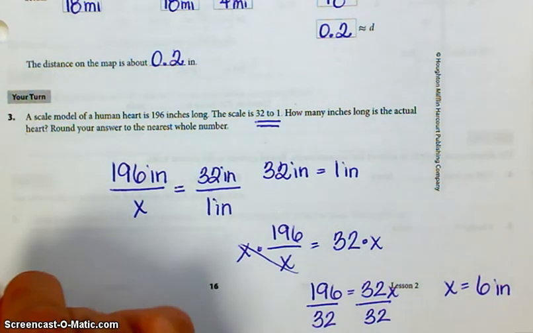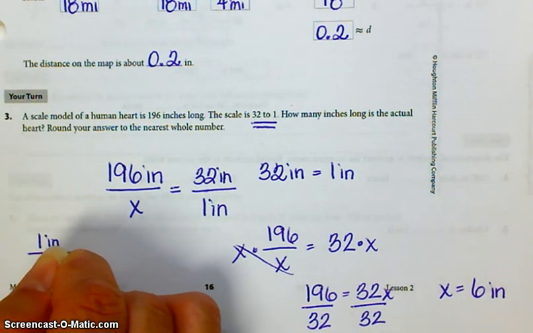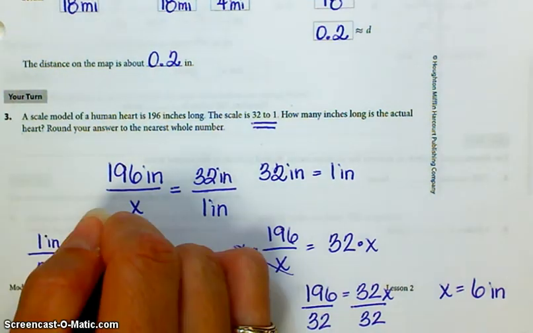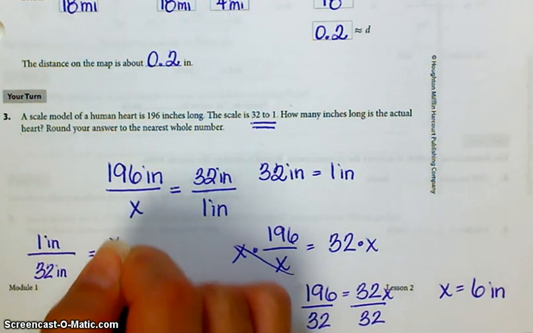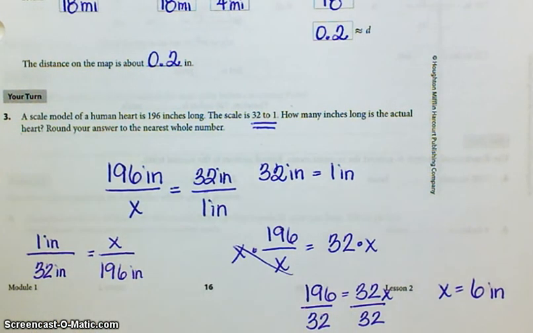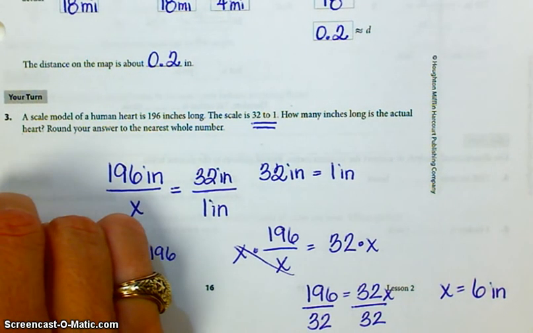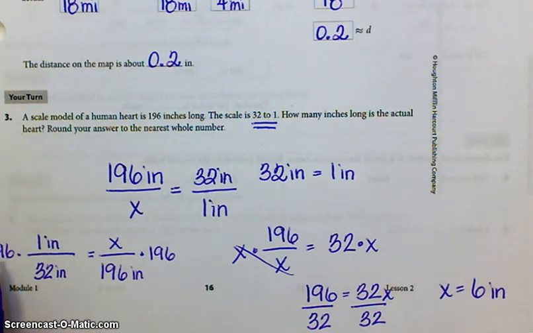You could have very easily said 1 inch on the heart is 32 inches on the scale. So that's x inches long for the heart, because that's 196 inches on the scale model. And you wind up, you multiply both sides by 196, which means over here you're still doing 196 divided by 32, and you're still going to wind up with x is equal to 6. So either way. Okay? Like I said, as long as you are pairing things up correctly, your proportion will work out just fine.